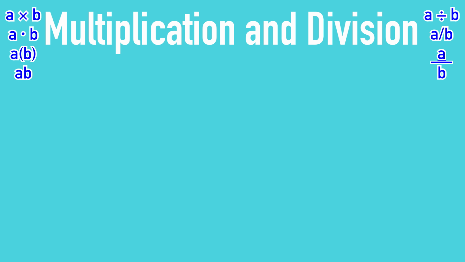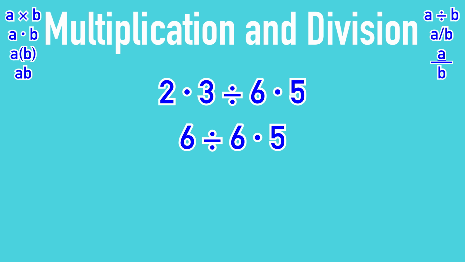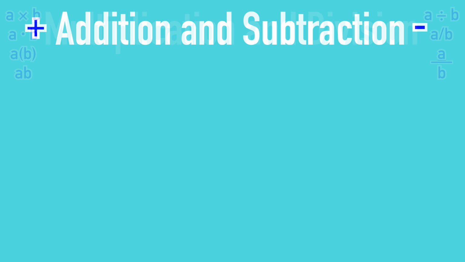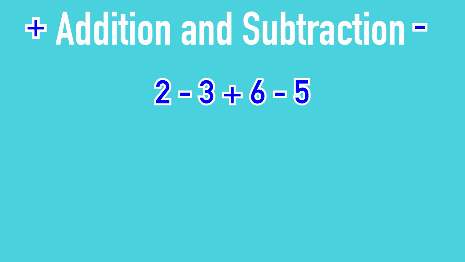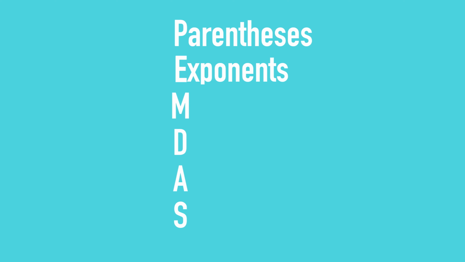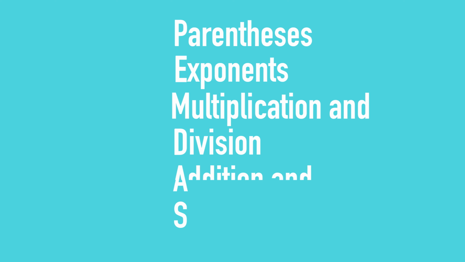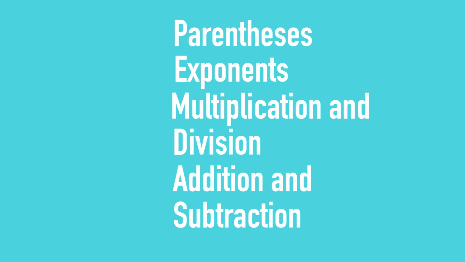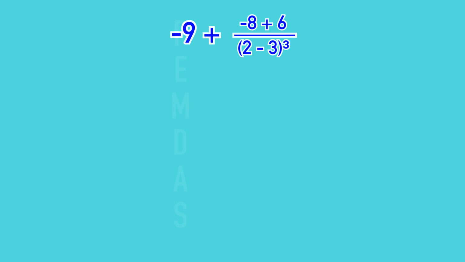Third, we perform multiplication and division from left to right. These operations happen in the same step because they are inverse operations and therefore fall under the same category of change. Finally, addition and subtraction are performed from left to right, leading us to our final result. To help remember this, we have the acronym PEMDAS, which stands for parentheses, exponent, multiplication and division, and addition and subtraction. This is the method followed by your calculator.